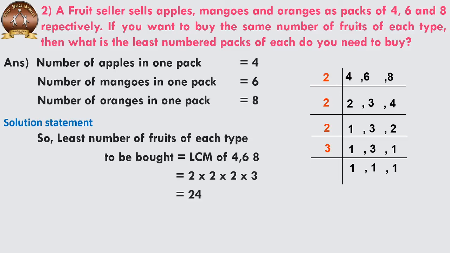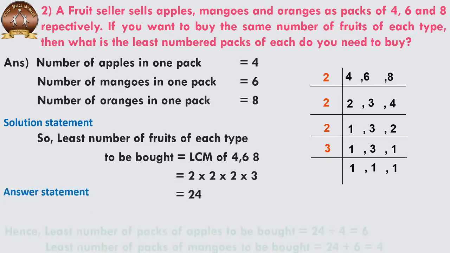So 24 is the number of fruits that they need to buy if they want all fruits to be of the same number. But 24 is the number of fruits. Because we have to buy the packets of the fruits of apple, mangoes and oranges, we need to divide 24 by the number of apples, mangoes and oranges to get the number of packs.